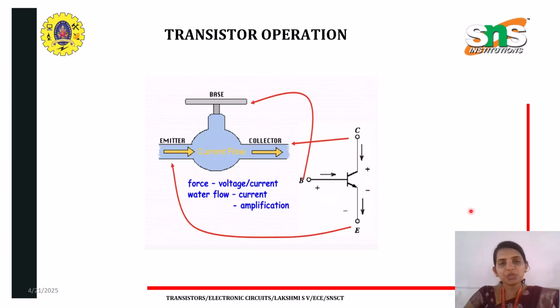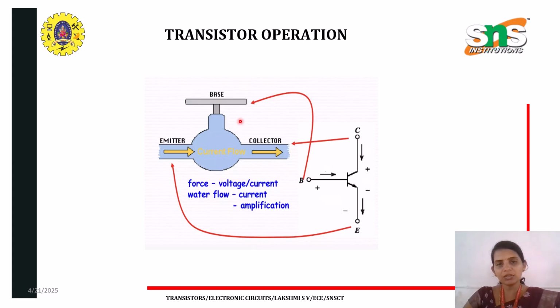To understand the operation of the transistor, I have compared an example here. The water flowing through a pipe can be taken as an example. We have a valve here, which is acting as the base, and the water flow coming towards this valve will be the emitter terminal, and the outlet is the collector terminal. Based on this valve acting as a base, the amount of water coming through the outlet depends. If the valve is open, we could see that complete water flows out. If it is closed, the amount of water coming out will be reduced.